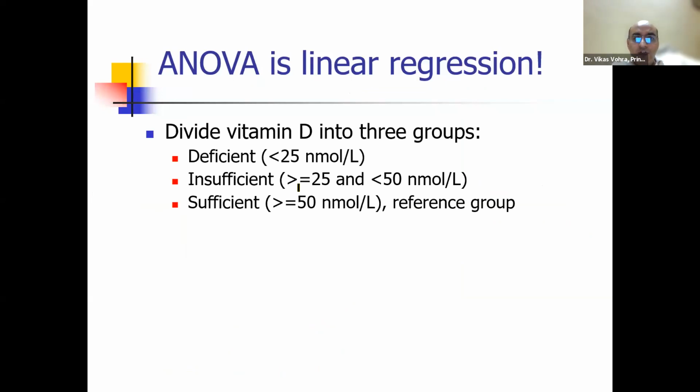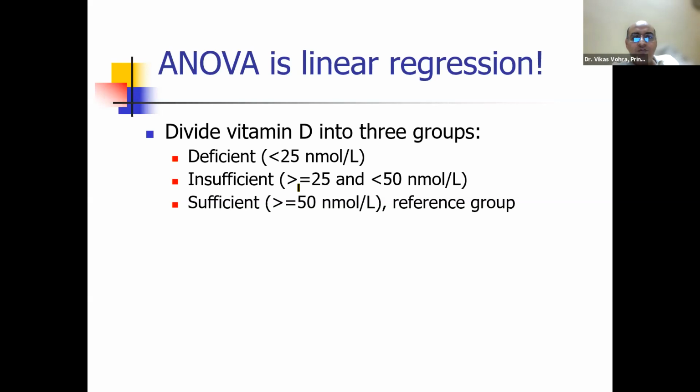ANOVA is also a linear regression, because we have an ANOVA table in linear regression. So what we will do here is divide into more than two groups, that is three groups. One is the deficient group, another is the insufficient group, and then the sufficient group.